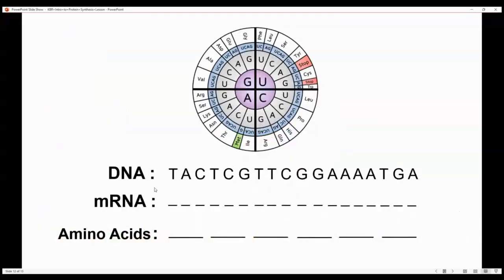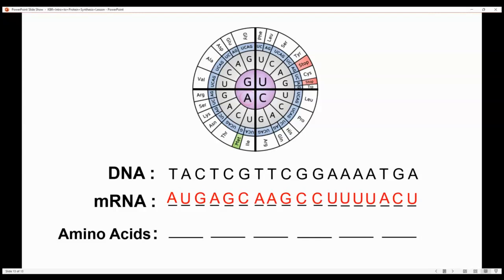So now let's transcribe a messenger RNA. If the DNA strand is TAC, then it should pair with A, U, because we're working with RNA now, and G. T pairs with A, C pairs with G, G pairs with C, T pairs with A, T pairs with A, C pairs with G, G pairs with C, A pairs with U, T pairs with A, G pairs with C, and A pairs with U.